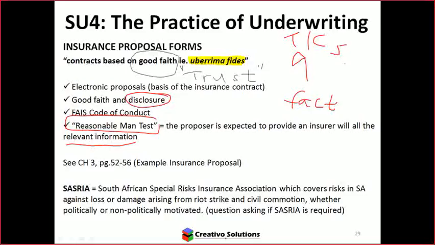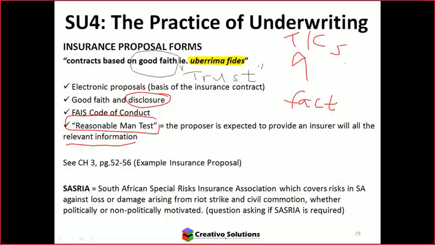Because SASRIA is a separate body. It's the South African Special Risks Insurance Association, which covers loss or damage from riots or strikes. So for example, Melanie, if you don't have SASRIA included in your policy for your motor vehicle, and let's say you've parked your vehicle close to some sort of political event, and that event gets out of control, people riot and strike, and people burn tires and damage property, and your vehicle is caught up in that riot or strike, will your insurer pay for those damages?